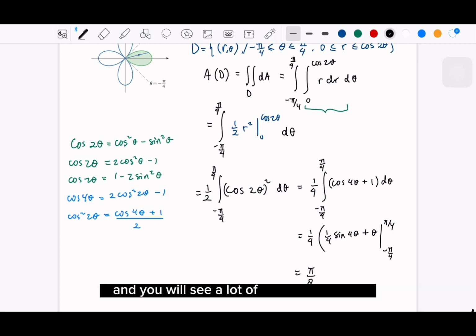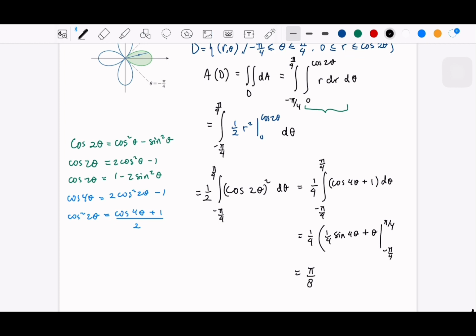And you will see a lot of problems like this to be solved by this double angle. So I hope you get the idea on the double angle, and then know how to use it in practice. Okay. I think one more example. If we still have time, we can move to another section.